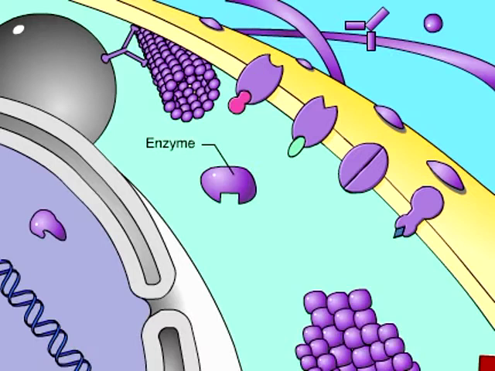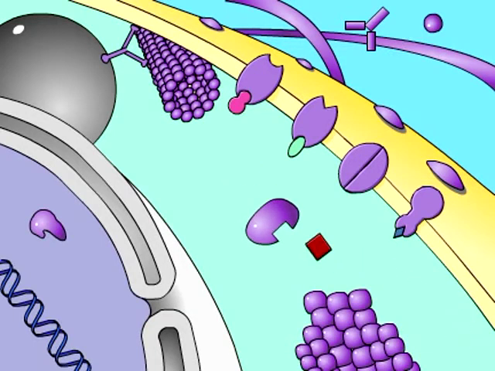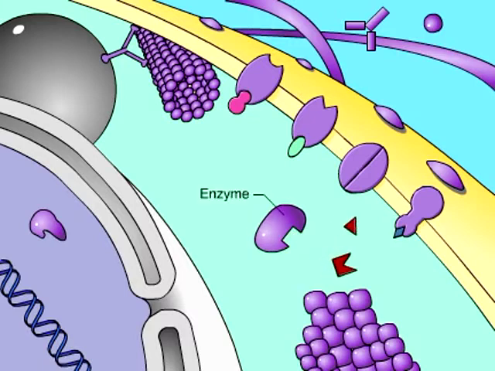An enzyme is a protein that changes the rate of a chemical reaction without itself being changed into a different molecule in the process. Enzymes promote and regulate virtually all chemical reactions in cells.